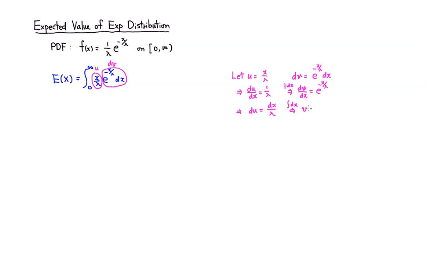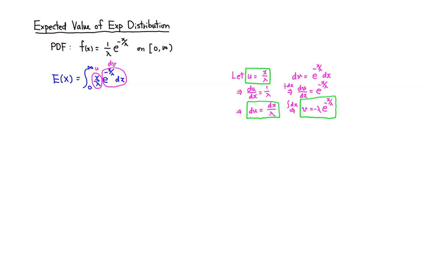If you want to find v, we can just integrate. The antiderivative of e to the negative x over lambda: the derivative of the exponent is negative 1 over lambda, so you divide by negative 1 over lambda, which is the same thing as multiplying by negative lambda. All right, so we have that. We're going to need u, du and v to go through the integration by parts.